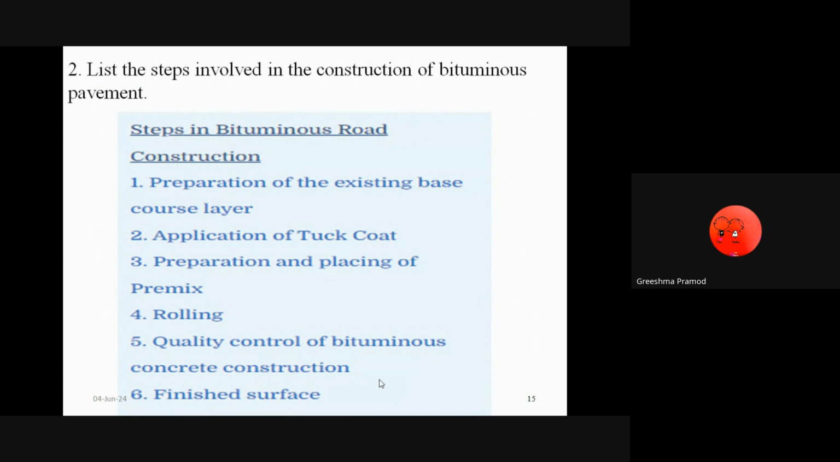Next one: what are the steps involved in the construction of a bituminous pavement? This construction procedure is important. The steps are: preparation of the existing layer, then application of the tack coat, preparation and placing of the premix, rolling, quality control of bituminous concrete construction, and the finished surface. For bituminous pavements, these construction steps are necessary along with explanations. I have written only the steps; please give a brief explanation of what is asked in part B.